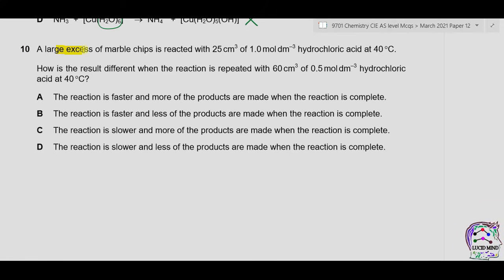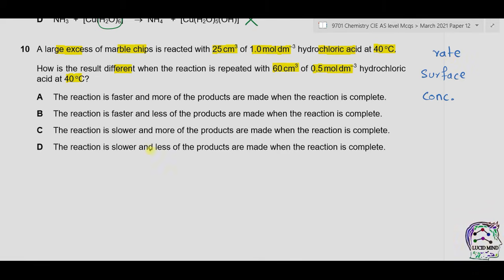Question 10. A large excess of marble chips is reacted with 25 cm3 of 1 mole per decimeter cube hydrochloric acid at 40 degrees centigrade. How is the result different when the reaction is repeated with 60 cm3 of 0.5 mole per decimeter cube hydrochloric acid at the same temperature, which is 40 degrees centigrade? Now as the temperature is the same in both, the rate of reaction will depend on, first, surface area. Larger surface area means faster chemical reaction, and second is concentration. Higher concentration means faster chemical reaction.